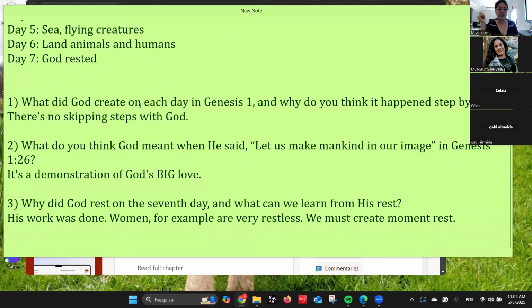And now we were discussing why God broke up the creation, creating it step by step, and what he meant when he said, let's make mankind in our image. And why do we think God rested? All these questions are really just us thinking about it with the help of the Holy Spirit, because we don't really have all the answers.